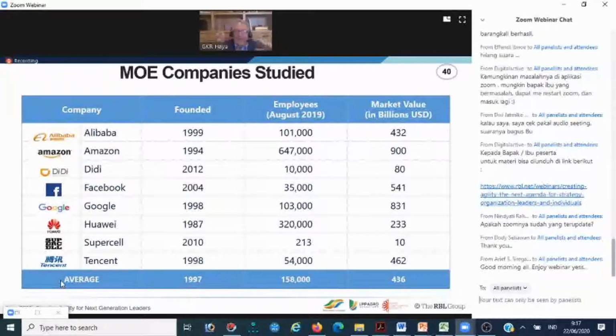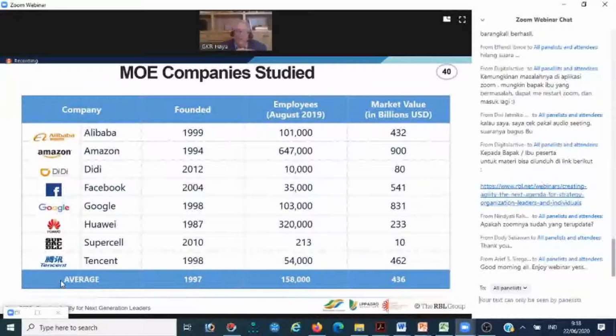This was a few months ago. This is the year they were founded, and these are the 8 companies. Their average age was 1997, 22 years old. By the way, 22 years is not very old for a company. I'm betting some of the Indonesian SOEs are older than that. How many employees? These companies in 20 years average 158,000. And it's even more today. This was, I think, last September, August 19. What's the market value? An indicator of success. 436 billion US dollars. Whoa.